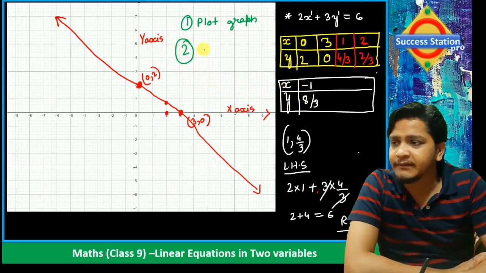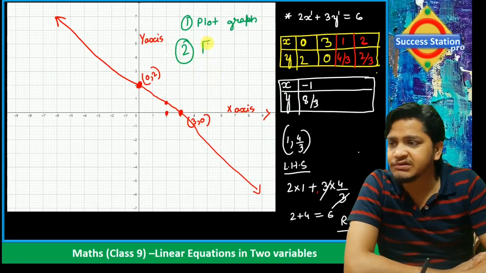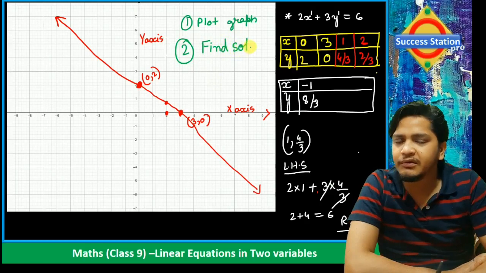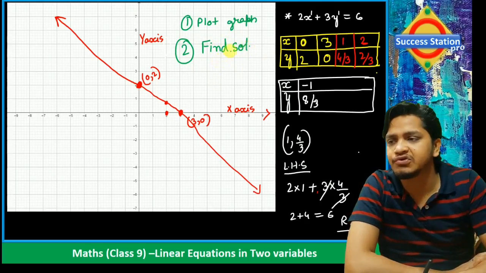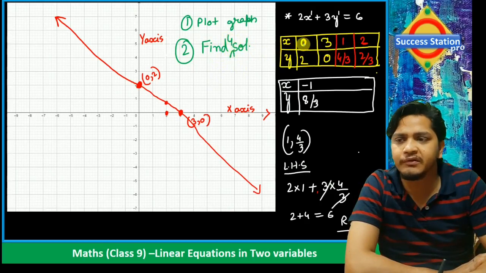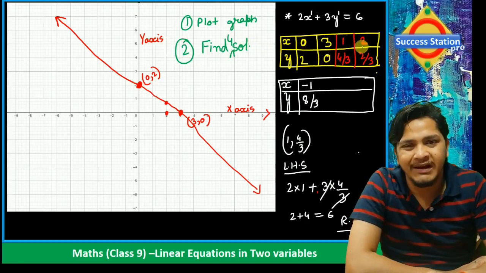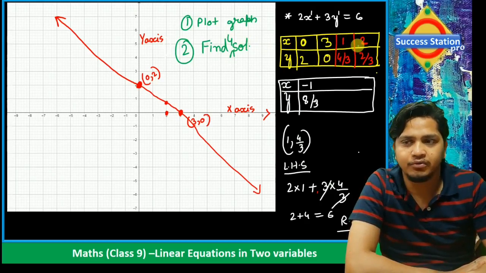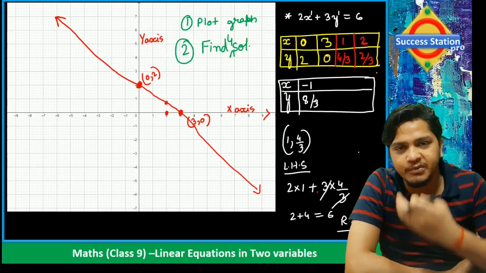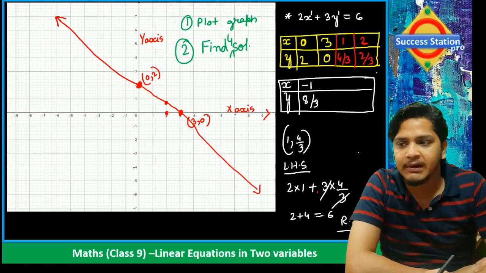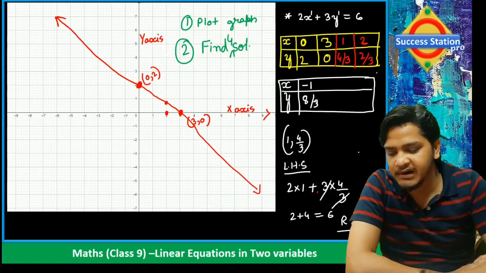Plot the graph or find solutions. The other type of question: find solutions. It will ask you to find 4 solutions. So once you put x equal to 0, once you put y equal to 0, once you put x equal to 1, put x equal to 2, you can put any value. But take smaller values because you have to plot them also. Clear or not clear?